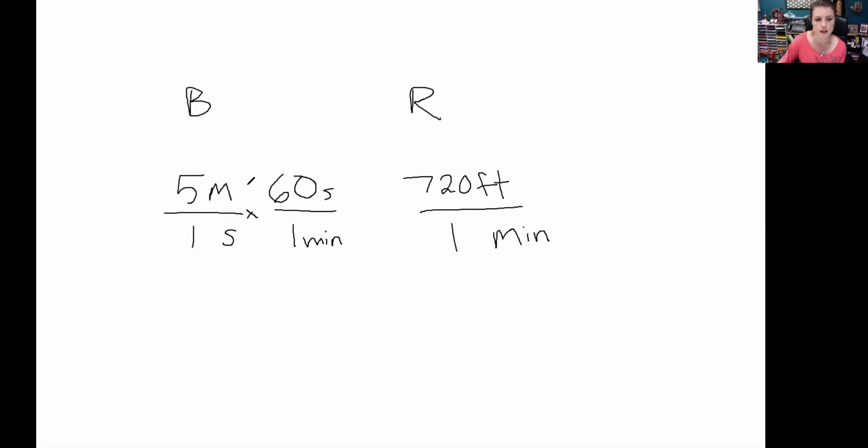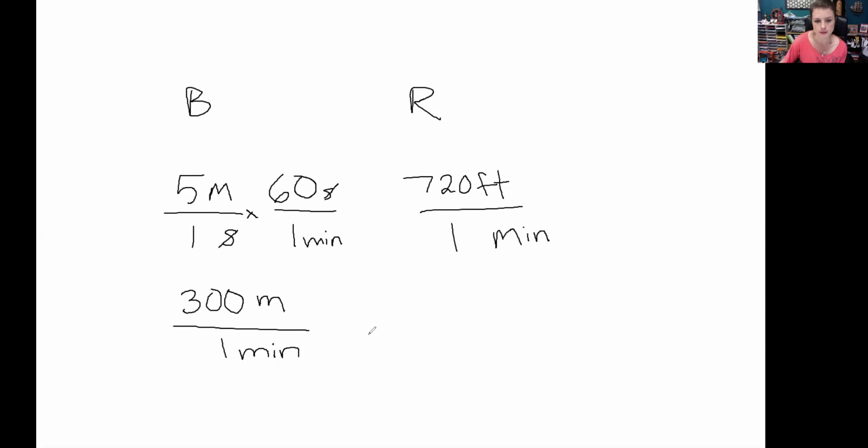Okay, so I'm looking at my blue guy right now. I'm going to now cross out my seconds. And now I'm going to multiply 5 times 60. 5 times 6 is 30, add a 0, so 300 meters per 1 minute. Okay, so now I have 300 meters per 1 minute.